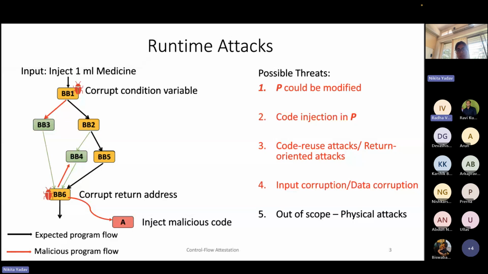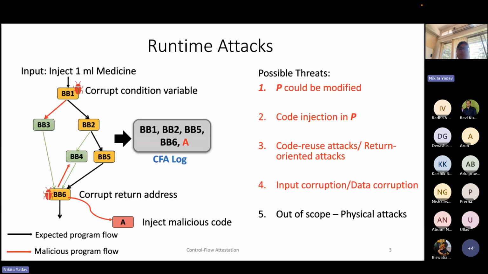So with control flow attestation, what we do is that we record the path of the program when it is executing in an audit log. We call this the CFA log, where CFA stands for control flow attestation. In this example, it is nothing but the sequence of these basic block IDs, BB1, BB2, BB5, BB6, followed by A if A is executed as part of this malicious execution.